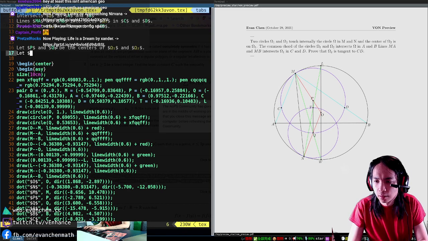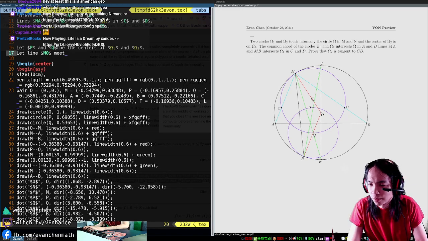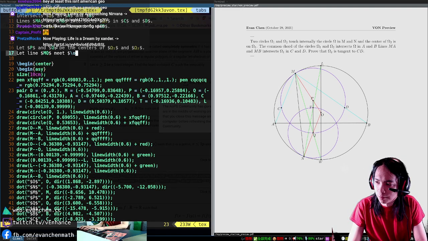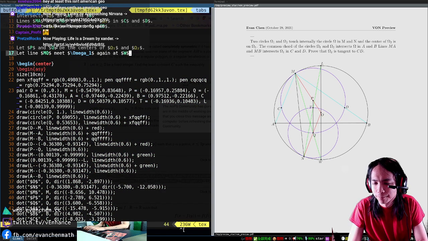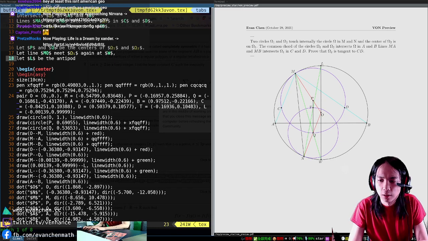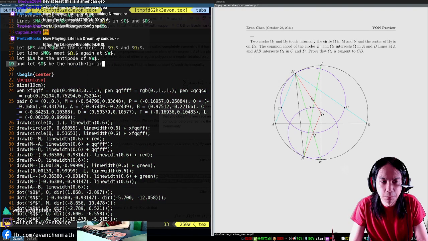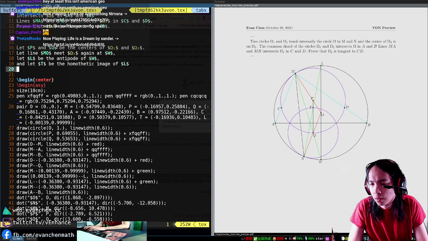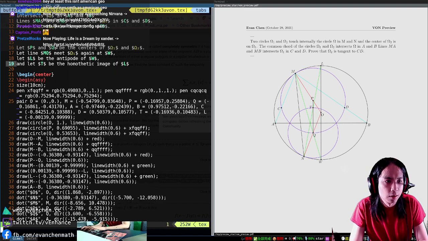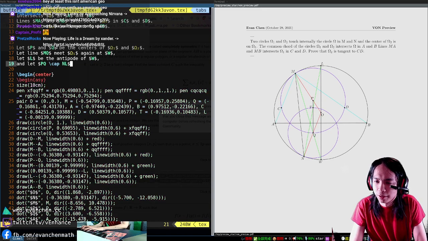Let line MQ meet omega 1 at W. Okay, so PQ is perpendicular to AB, and let L be the antipode of W, and let T be the homothetic image of L. Under... Well, okay, we'll just say let T equal PQ cap AL.